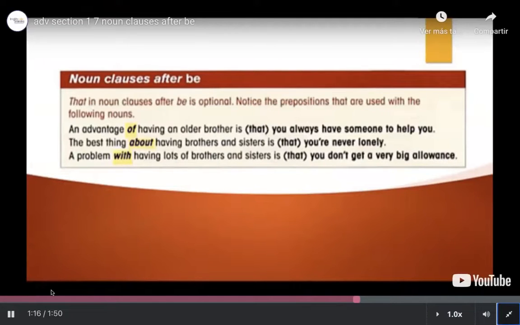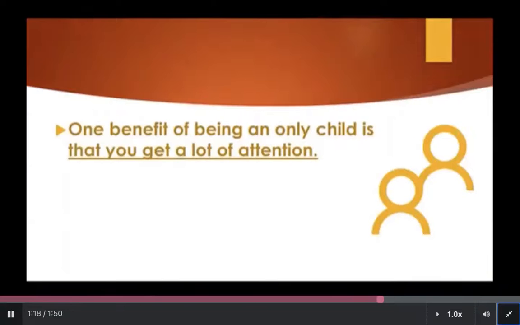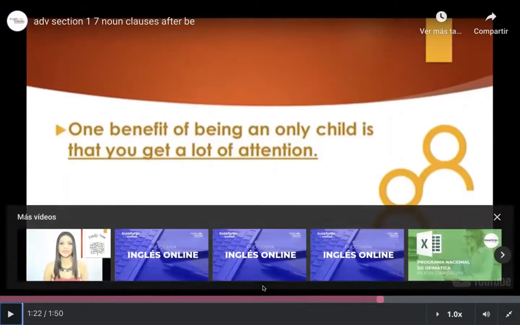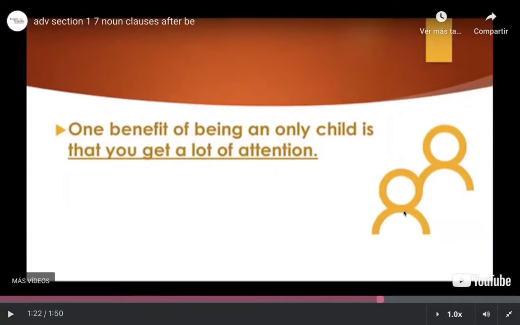Let's work on an example. One benefit of being an only child is that you get a lot of attention. So, as you can see, the noun clause is extra information about this. So, the sentence, one benefit of being an only child. This is not enough information. We need the extra information. How do we use the extra information? Well, we use an expression, a complete sentence, like that you get a lot of attention.